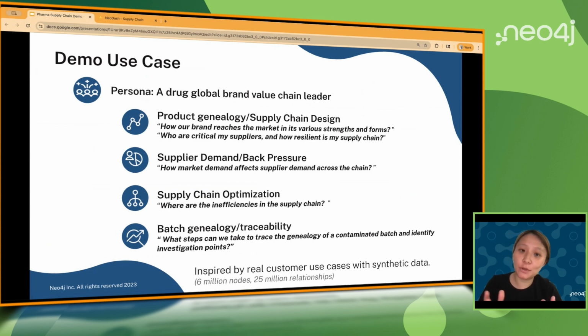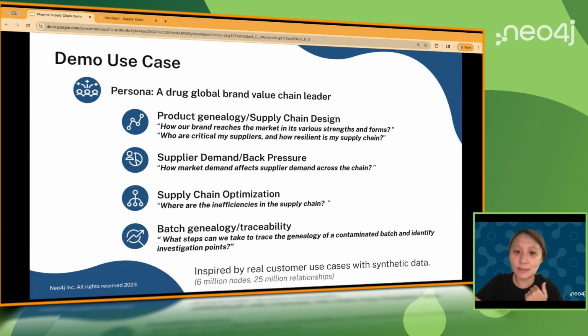And in this demo, we're going to wear the hat of a drug global brand value chain leader, someone who is responsible for managing and optimizing the end-to-end processes involved in producing and delivering drugs to the markets. So in this kind of persona, we're really interested in the following topics.